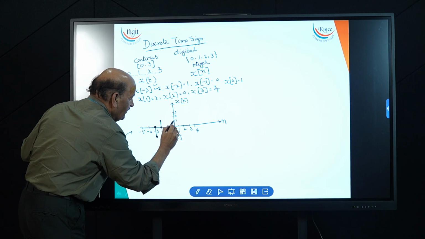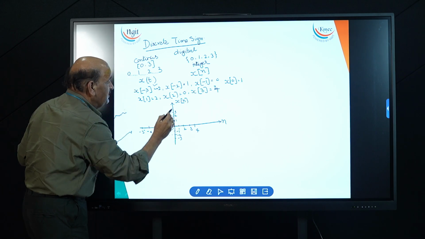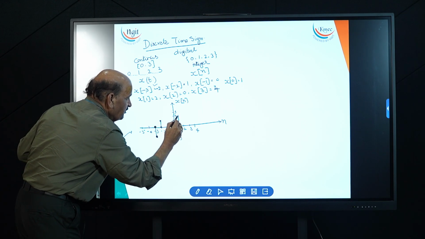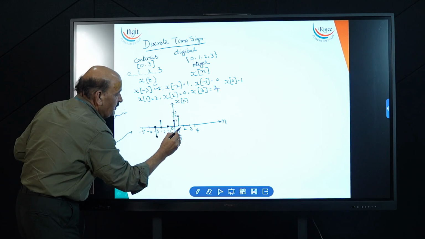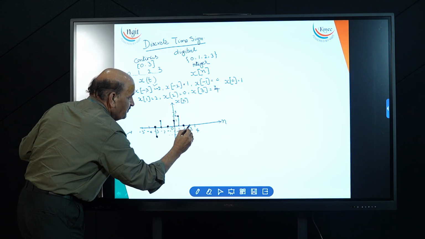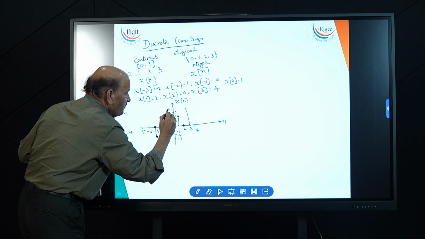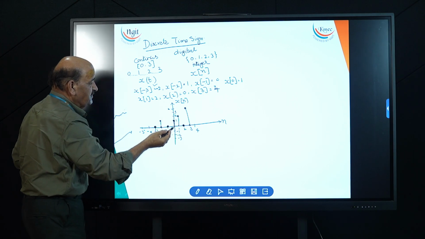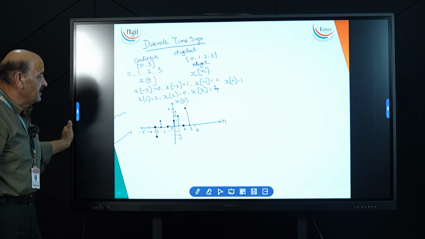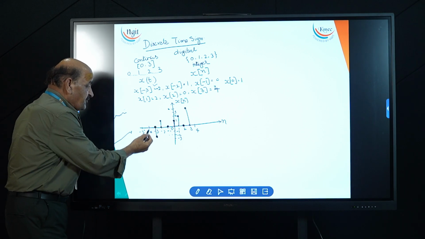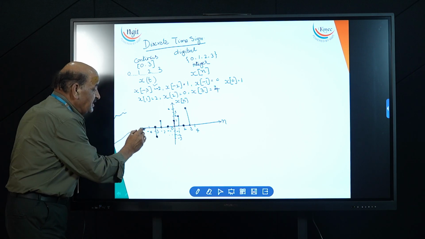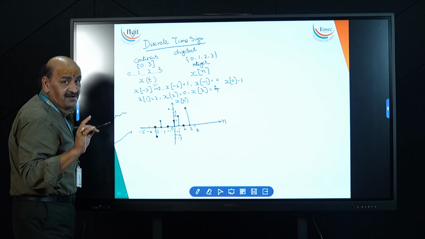x of 0 equal to 1. 1 means here, x of 0. x of 1 equal to 2, up to this point. x of 2 equal to 0, make it a bubble on the axis itself. x of 3 equal to 4, like this. Now this is the representation of a digital time signal. Look at, the spikes are only at integers. There is no spike between integer to integer. That is called discrete or digital.